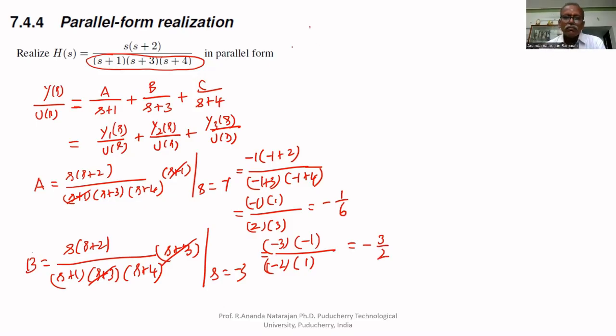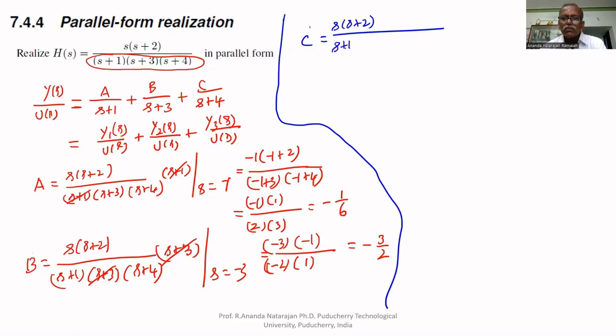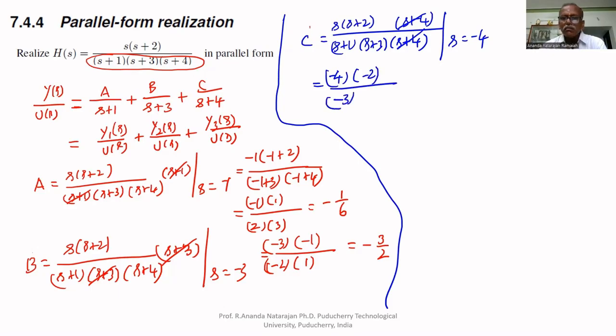Then we have to find C. C equal to s multiplied by s plus 2 upon s plus 1, s plus 3, s plus 4, multiplied by s plus 4, where s equal to minus 4. That is minus 4. Minus 4 plus 2 is minus 2, upon minus 4 plus 1, minus 3, minus 4 plus 3, minus 1. So minus 4 upon minus, therefore plus 8 by 3.